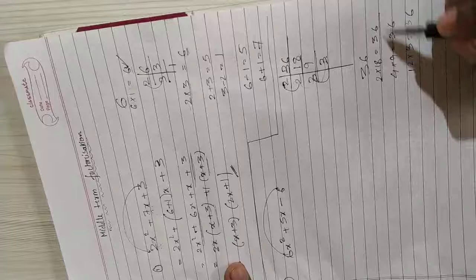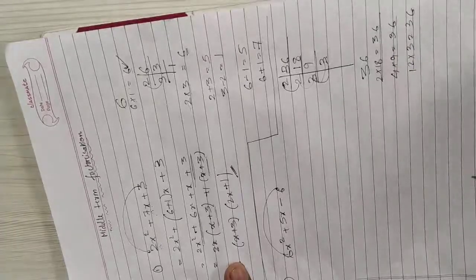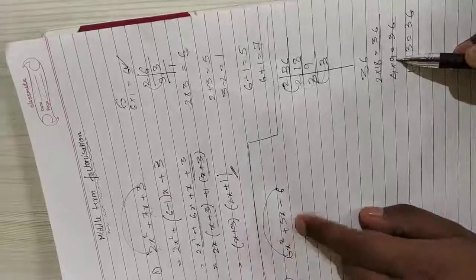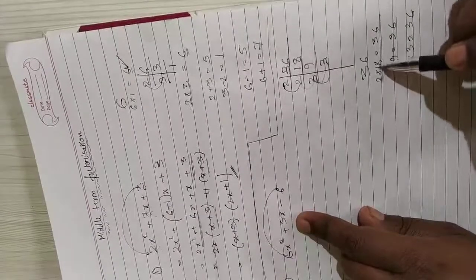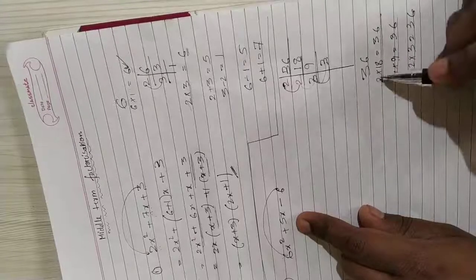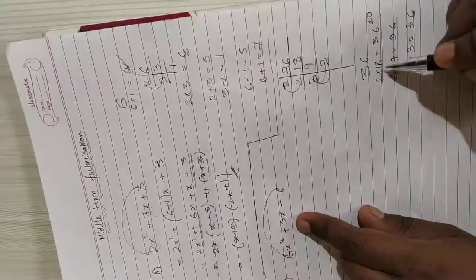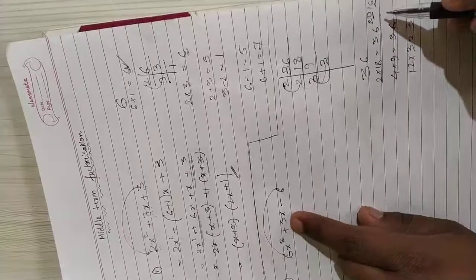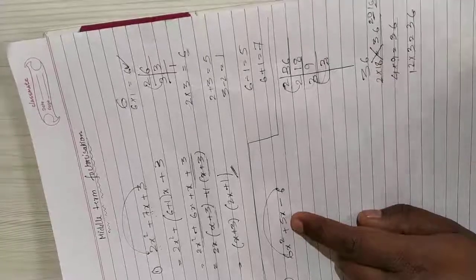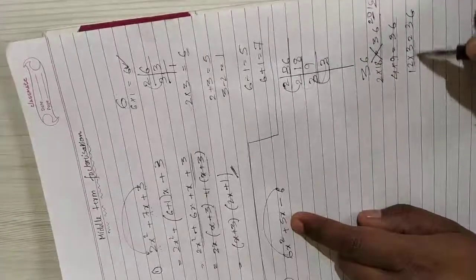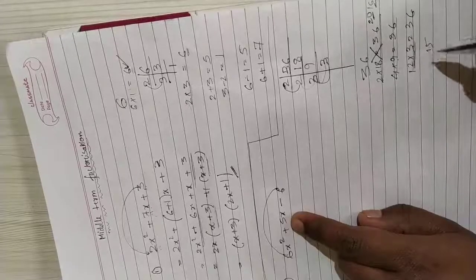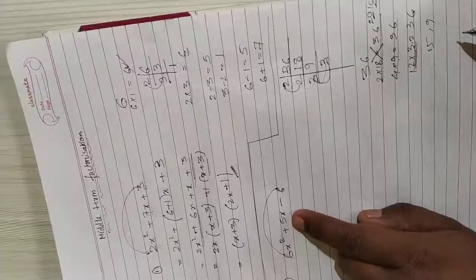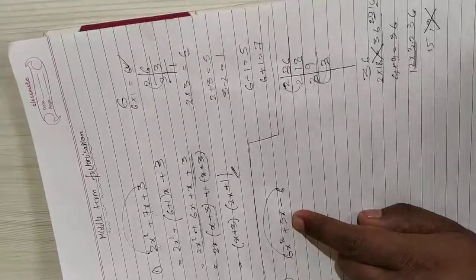Now we have to consider only those factors which on addition or subtraction give us 5. For example, let us take 2 into 18. How much is 2 plus 18? It is 20. And 18 minus 2 is 16. Do you find 16 or 20 here? No, we will not consider this factor. Now take this. 12 plus 3 is 15 and 12 minus 3 is 9. Do you find 15 or 9 here? No. We'll also not consider this.